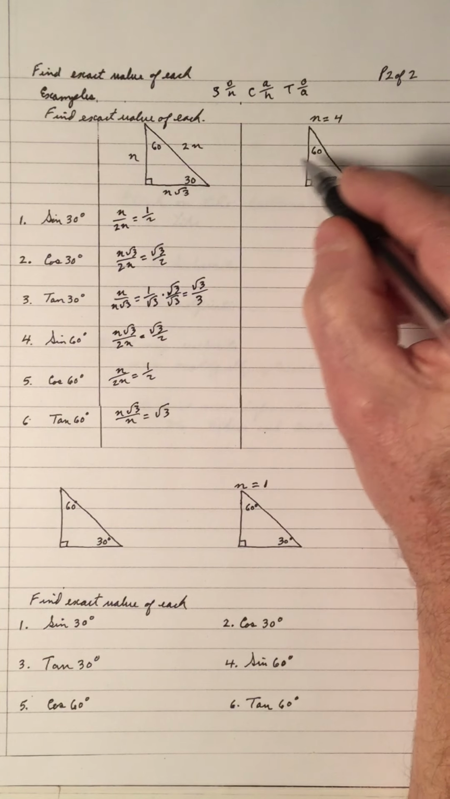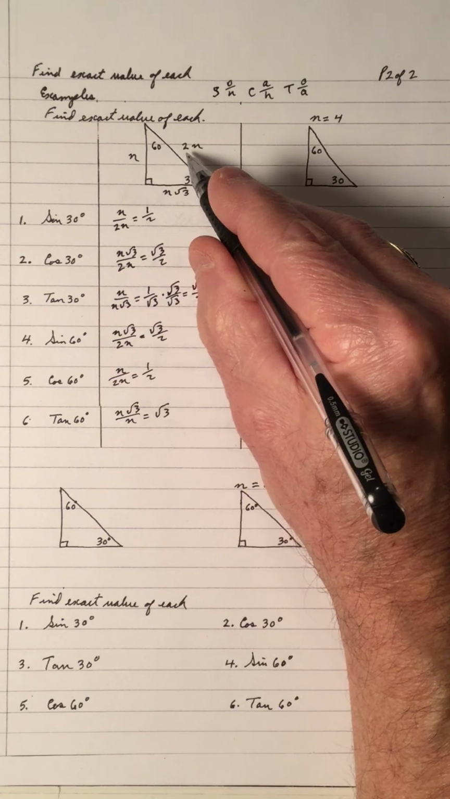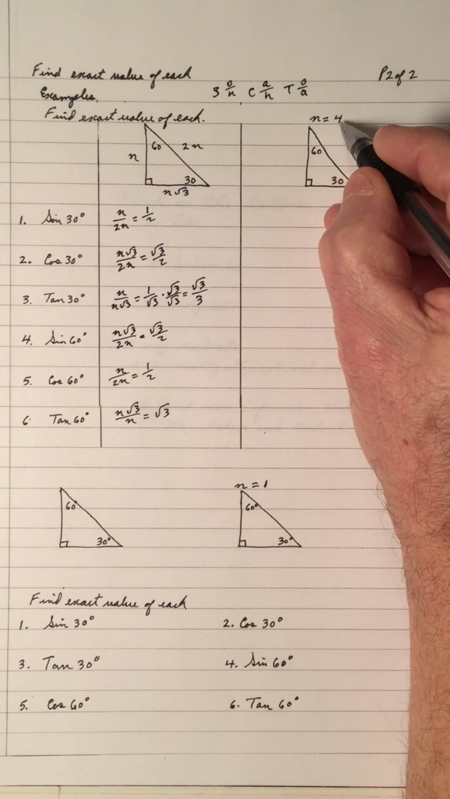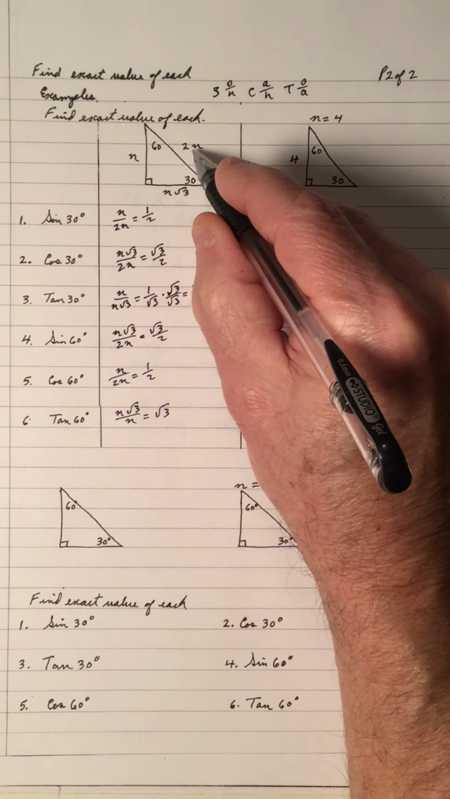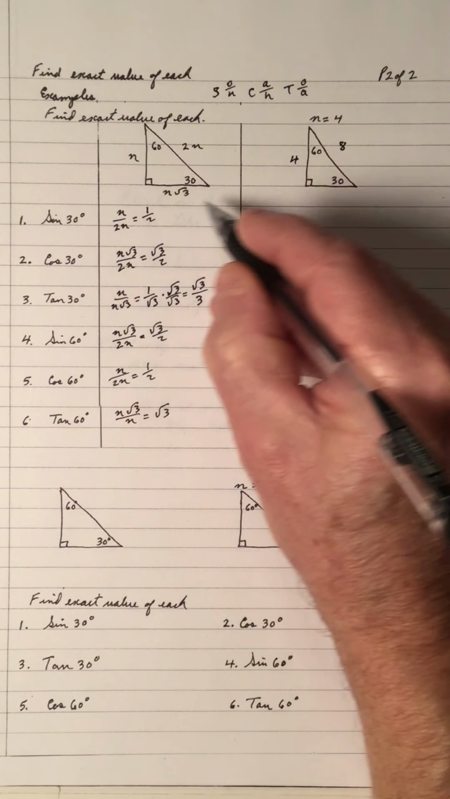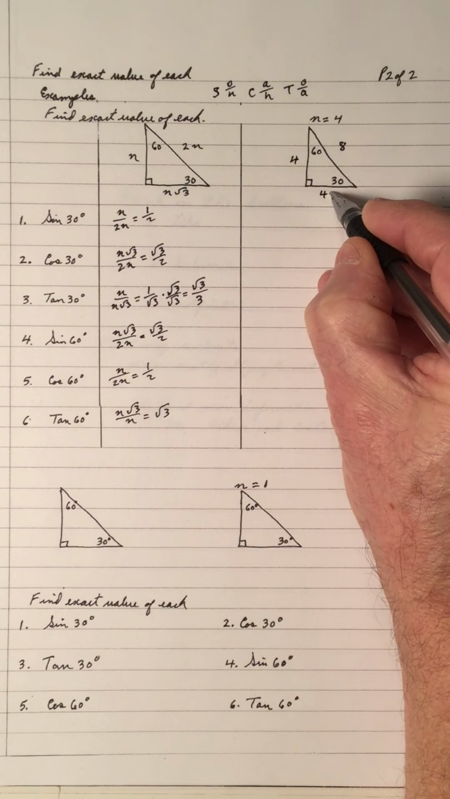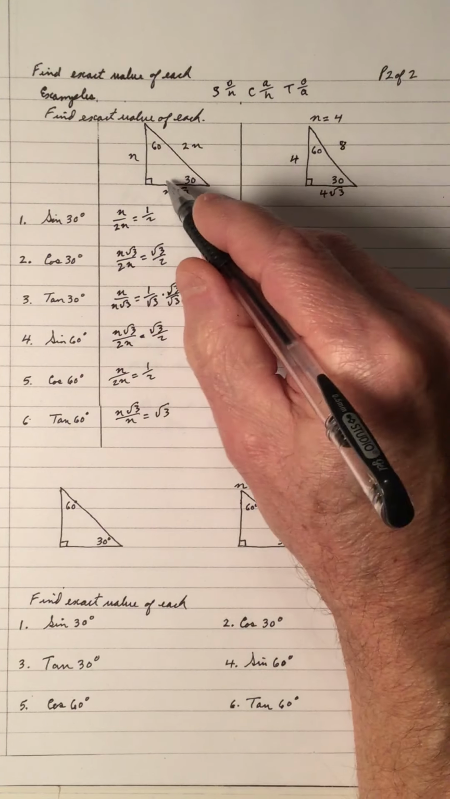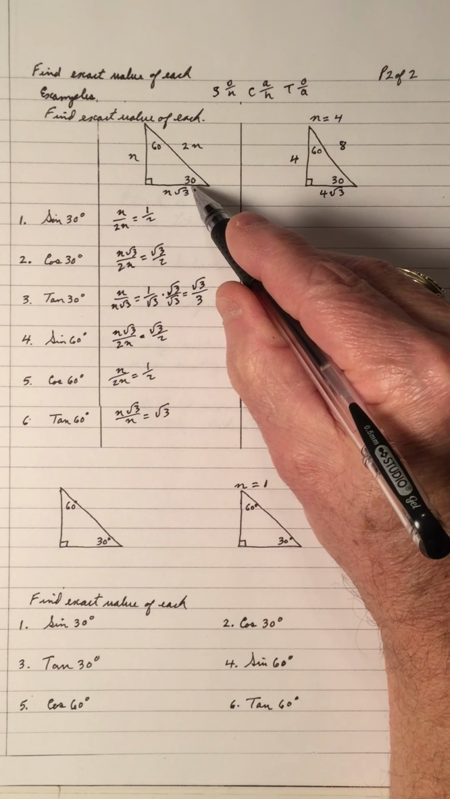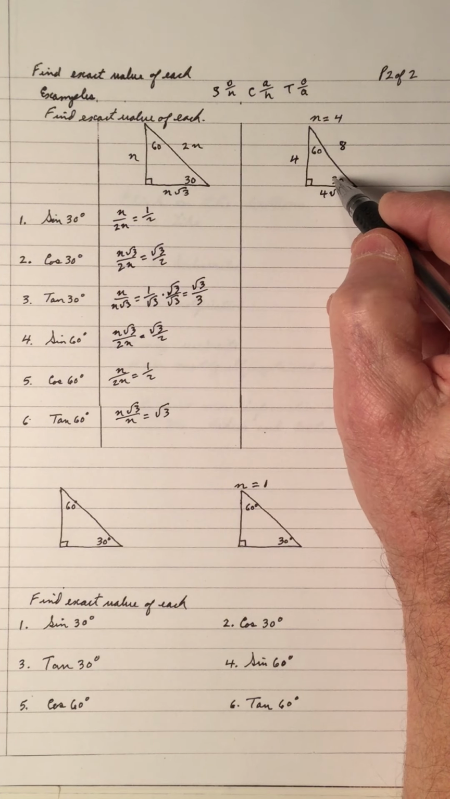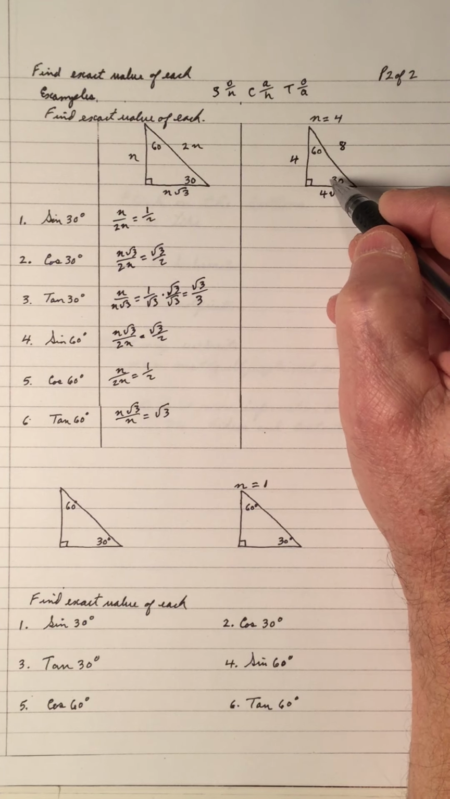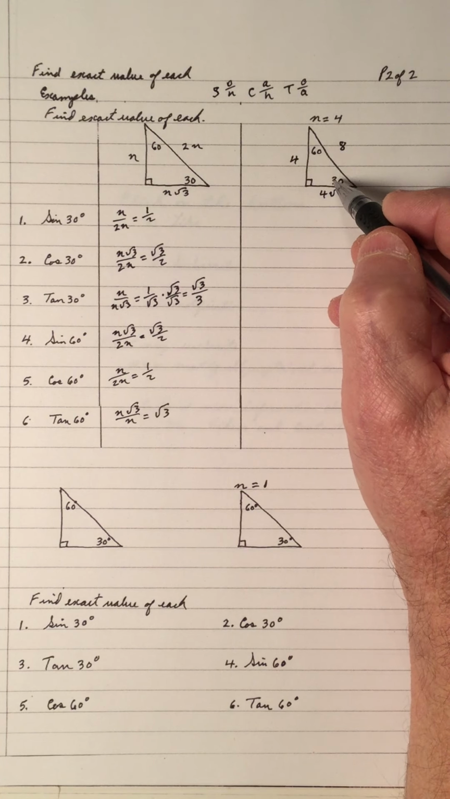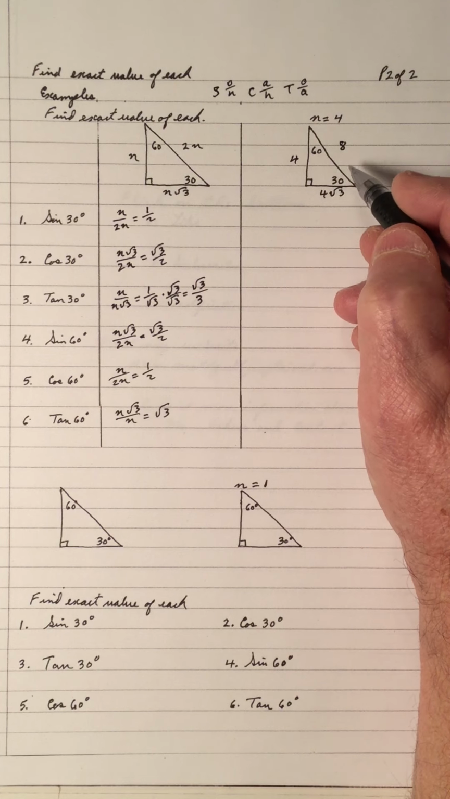Now, what I've done is I've compared. Notice I had n, 2n, n root 3. Now I'm saying n is 4. So if n is 4, 2n is 2 times 4, 8, and n root 3 is 4 root 3. So what I've shown you now is that these two triangles are similar because all the corresponding angles are equal. That means that no matter what size of triangle you have, if there are similar triangles with corresponding angles equal, then the ratios are going to be the same.